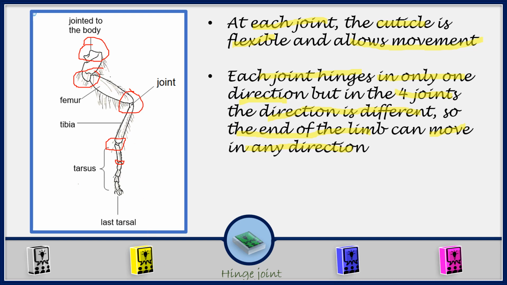But when you look at them, you will see that this one can only move in this direction, whereas this one can move only in this direction. So those are the different directions that we are talking about, and as they are moving in different directions, they end up moving in all directions. Then we have the other joint which we have seen here. This joint also moves in its own direction.